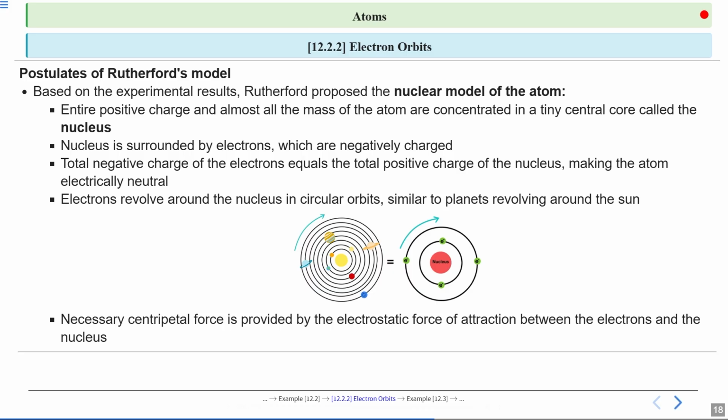So Rutherford explained that the force keeping the electrons in the orbits is the electrostatic force of attraction between the negatively charged electrons and the positively charged nucleus. This force acts as the necessary centripetal force, just like gravity keeps the planets in orbit around the sun. This completes the main postulates of Rutherford's model.